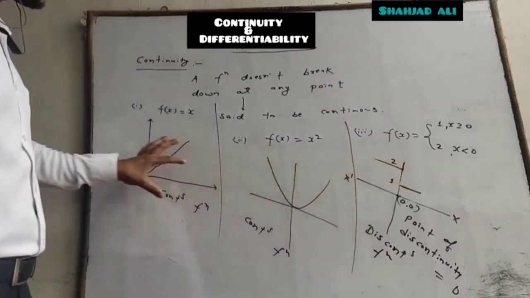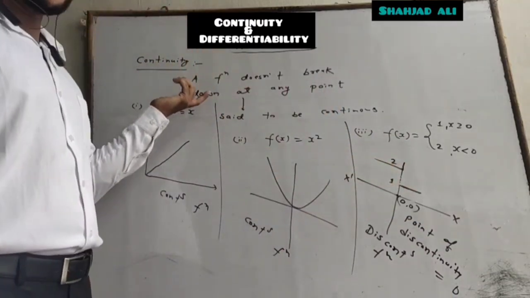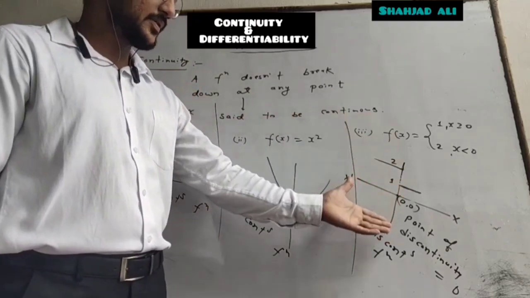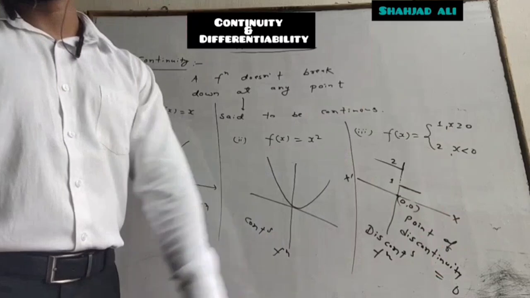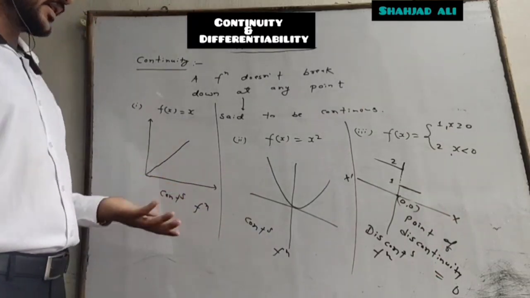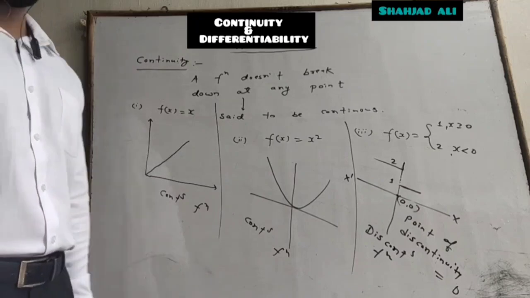So this is a general introduction of continuity. These two are continuous functions. This one is a discontinuous function with point of discontinuity x equal to 0. So this is the introduction of continuity. Let's go to differentiability.